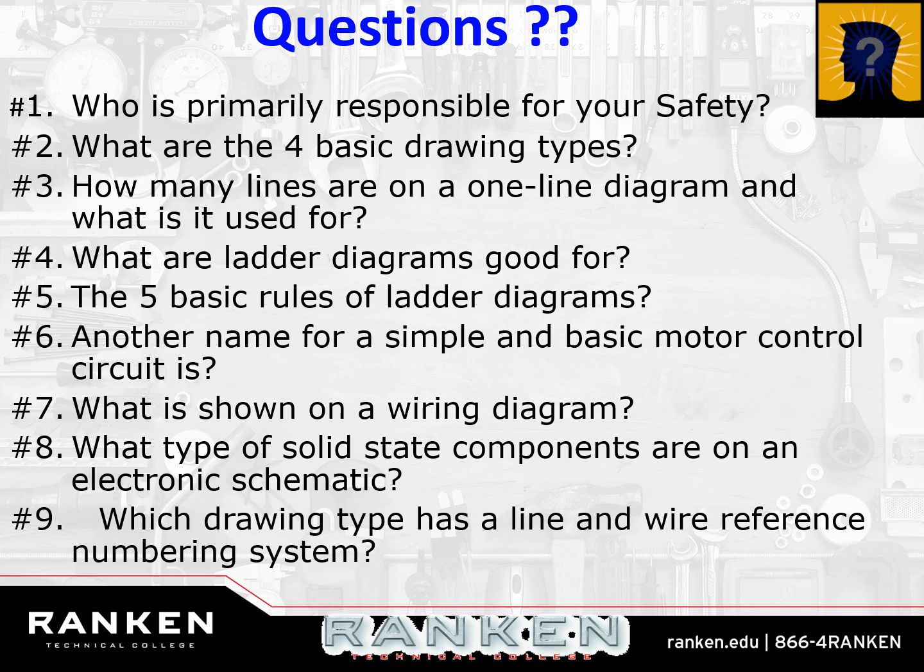What is shown on the wiring diagram? Position of components. Yeah, the physical location, the physical position of the components, and the relationship to everything else. What type of solid-state components are on an electronic schematic? All sorts of stuff, right? Diodes, capacitors, transistors, LEDs, voltage regulators. You can have integrated circuits, IC chips, right?